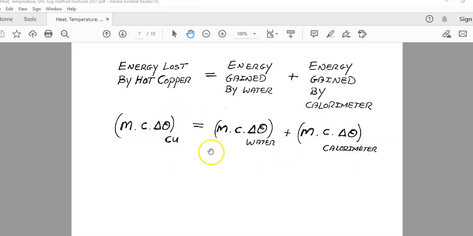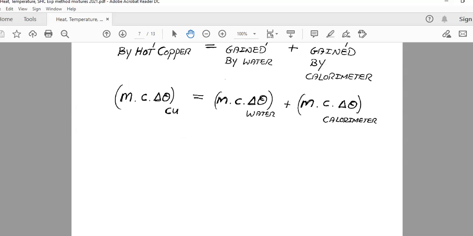In a question that you'll be doing shortly, you will be using that formula. But of course, you need to learn it.